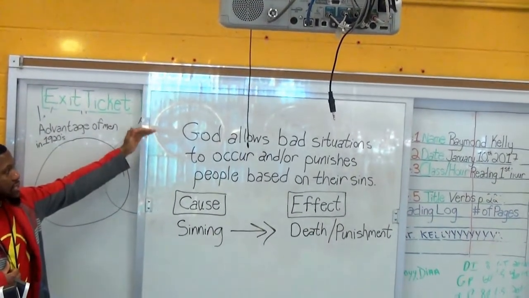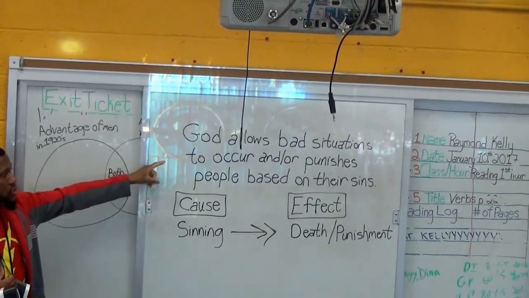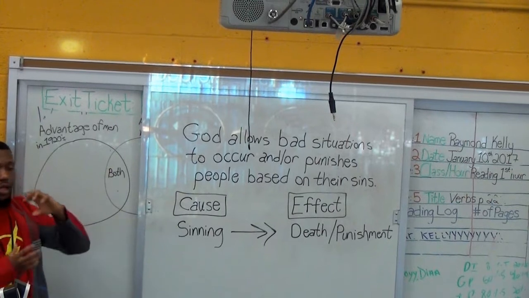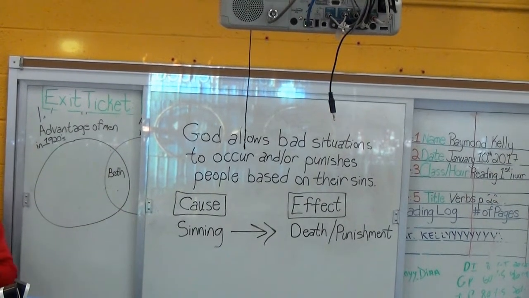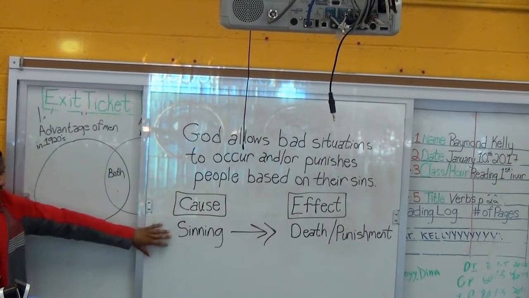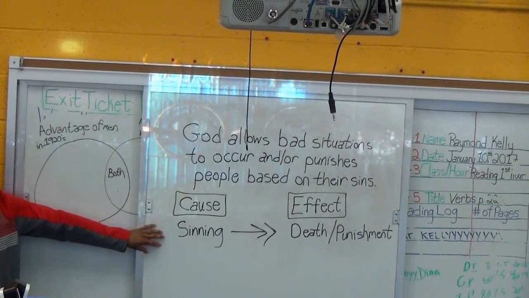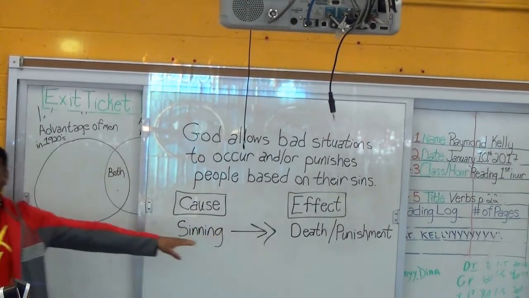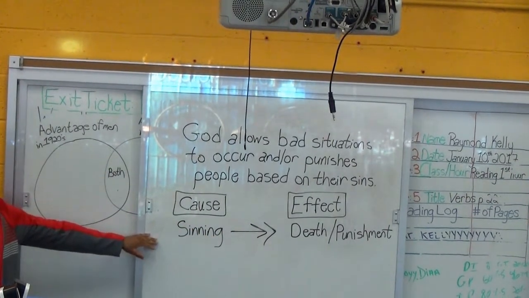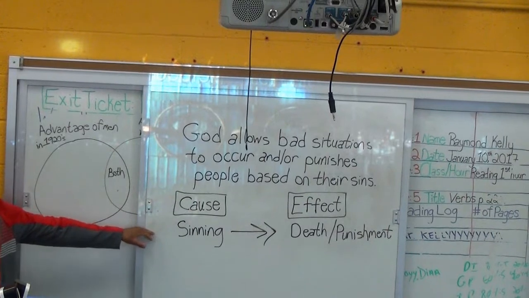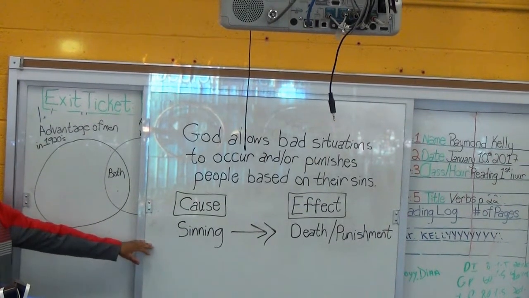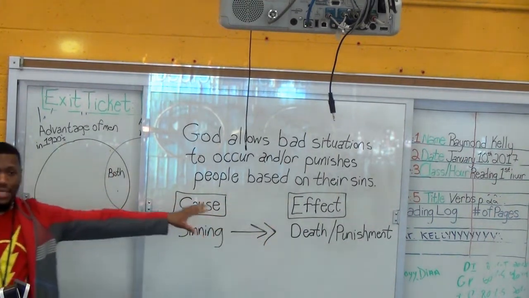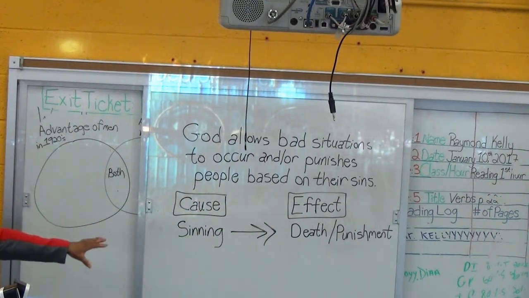I would say that basically God allows bad situations to occur, and or he punishes people based on their sins. Okay, so that's the cause and effect on it, which means that because people sin, the effect is death or punishment. Because people sin, their fate or the effect is an untimely death or punishment.